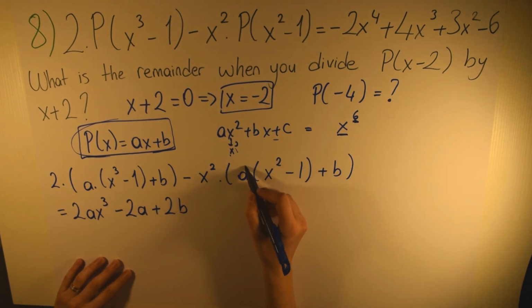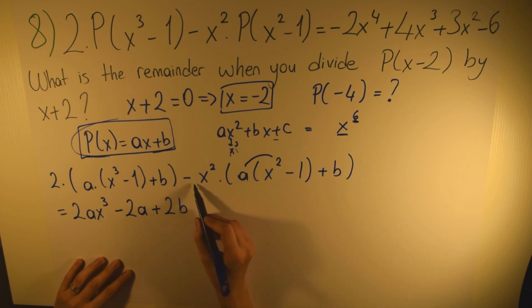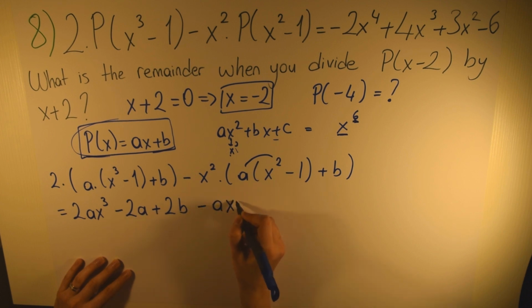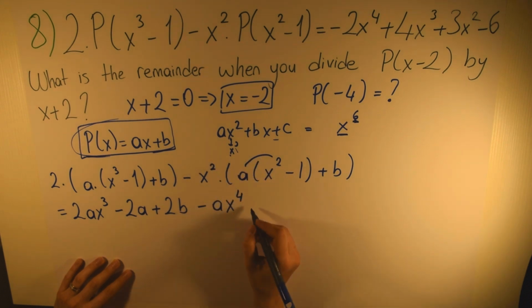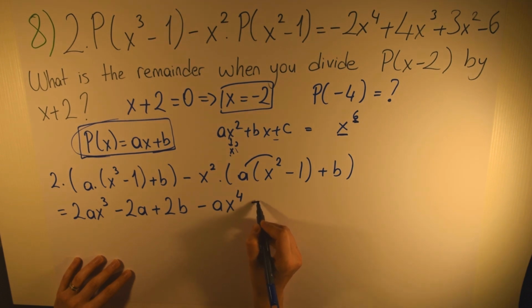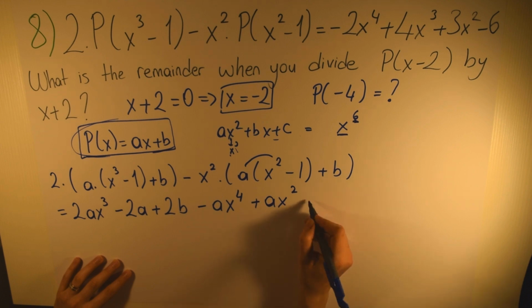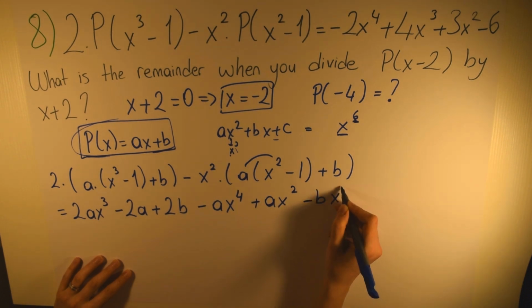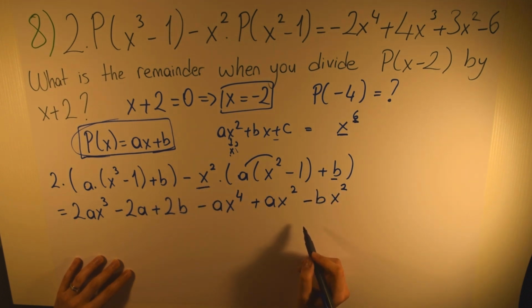And here when I multiply these two, I will get a x squared, and I will multiply with this, I will get minus a x to the power of 4. First I multiply with this and then with this. After that I will get here minus a. When I multiply this minus x squared, I will get plus a x squared, and I will have minus b x squared, because when I multiply these two, I will get minus b x squared.